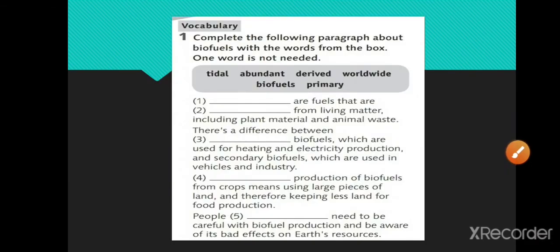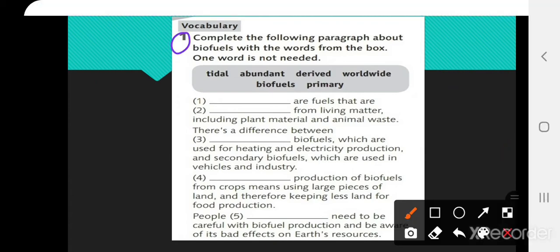The first exercise here is the vocabulary one, number 1. So it's exercise number 1. Complete the following paragraph about biofuels with the words from the box. One word is not needed. So we have a box here with some words, okay? One word of them is not needed. So one word of them is not correct. We are not going to use it.